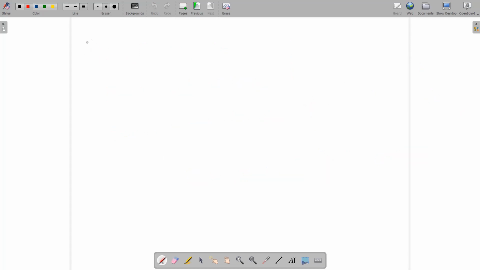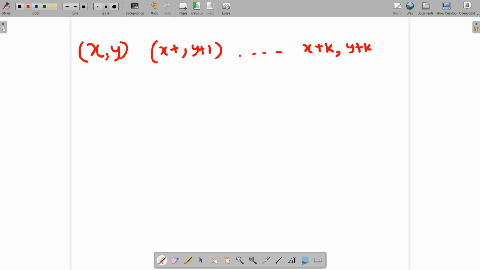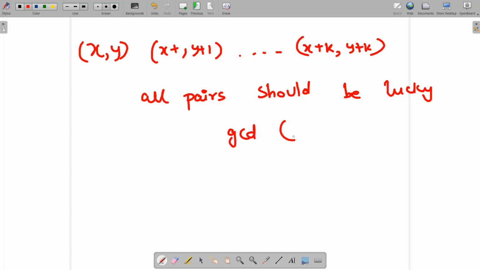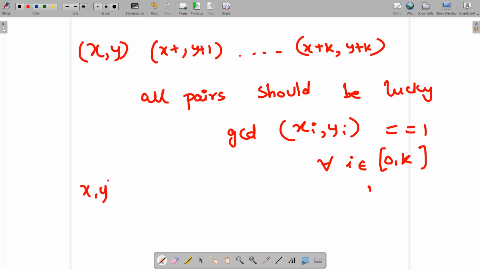So what is the maximum length of the chain that we can get? In simpler words, you have been given the pair x comma y, and you want to find the length of the longest chain such that all the elements of the chain are lucky. It means x plus 1 comma y plus 1, and so on up to x plus k comma y plus k, all pairs should be lucky. It means that GCD of xi comma yi for every i from 0 to k must be equal to 1. So for each test case you are given x comma y, and you want to find the length of the longest chain that you can form such that all pairs are lucky.